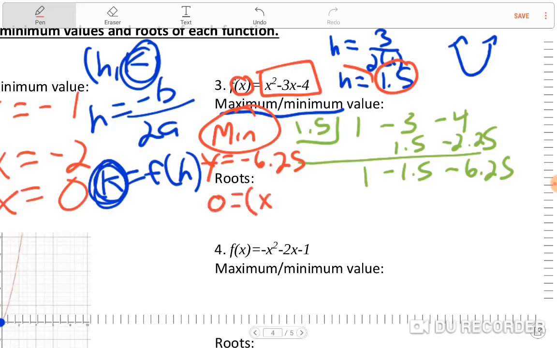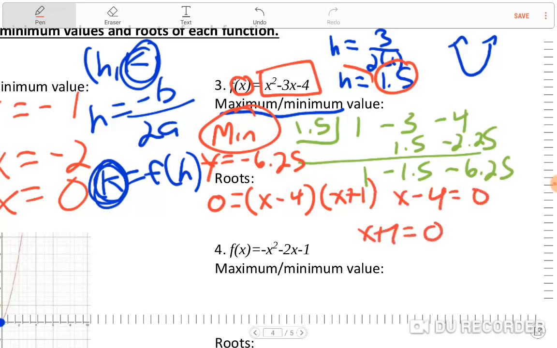Two numbers that multiply to give me -4 that add up to -3 are -4 and +1. So I could just say x minus 4 equals 0 and x plus 1 equals 0. And if I solve each of those, I get that x can be 4 and that x can be -1. So those are my two roots. Roots are x-intercepts.